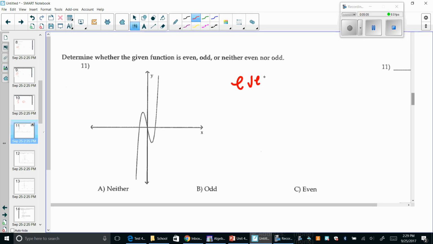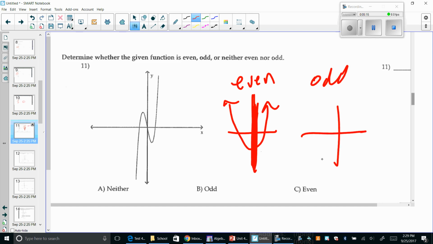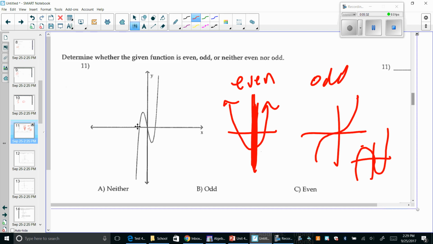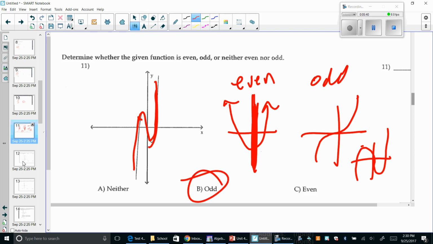Okay, even is if the y-axis splits it in half. It doesn't have to be a parabola, but the y-axis has to go right through the middle. Odd is if it's rotated about the origin. It could be something like this, or another odd would be something that would go up and up, where these are exactly opposite of each other. So this one to me appears to be odd because this and this look exactly rotated around. So odd is going to be my answer on number 11.